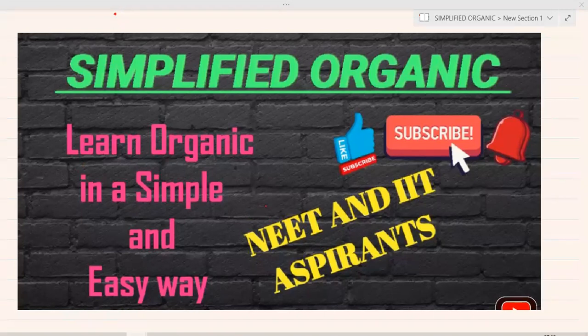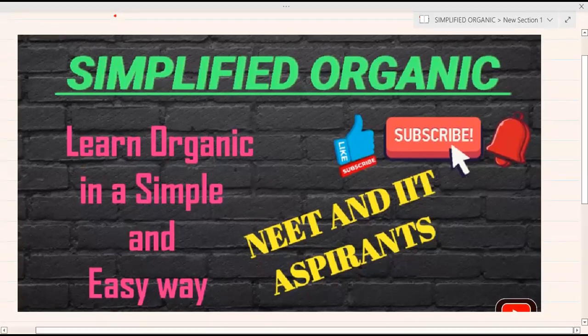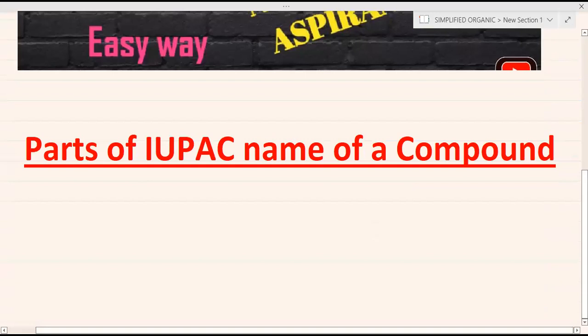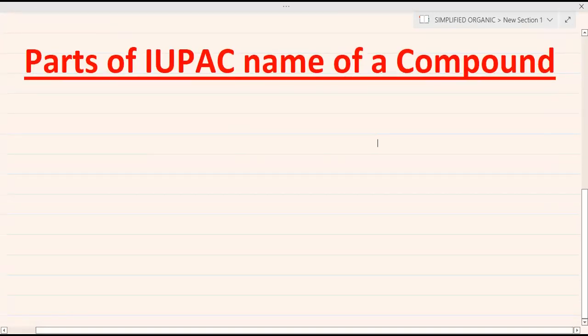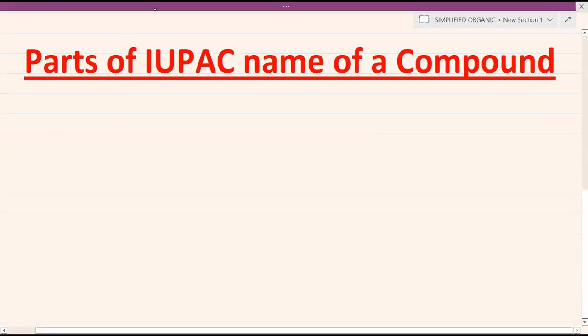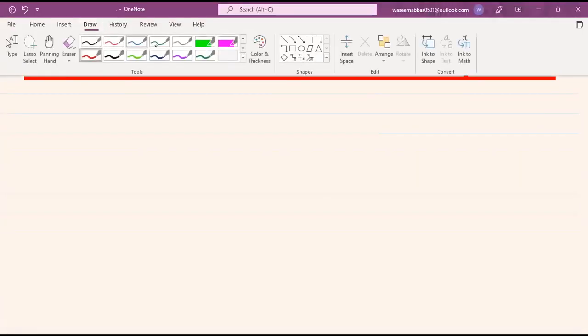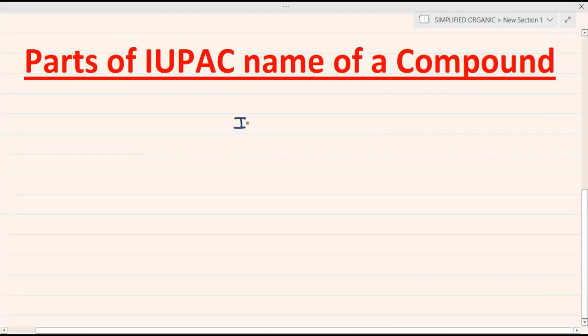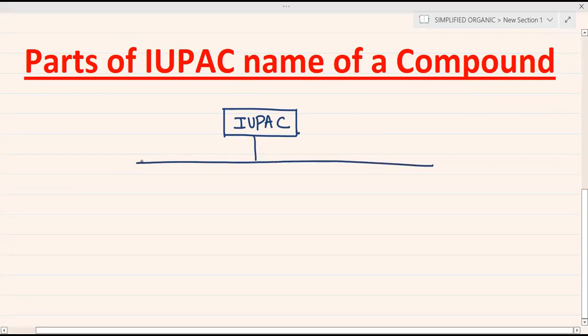So today our topic is parts of IUPAC name of a compound. Generally, an IUPAC name of a compound totally has 5 different parts, initially classified in 3 different parts.